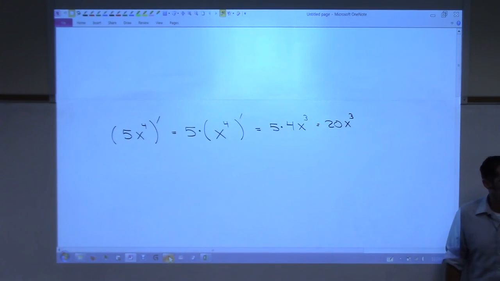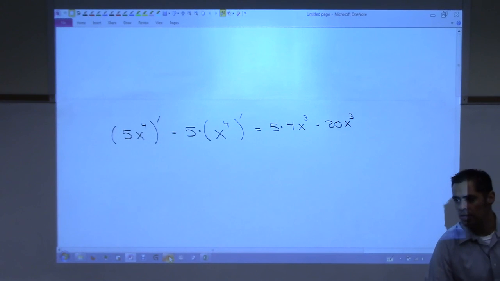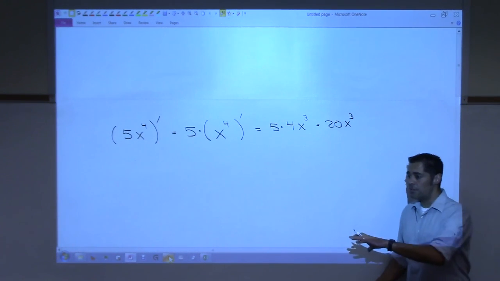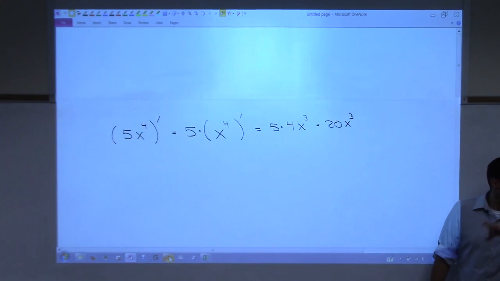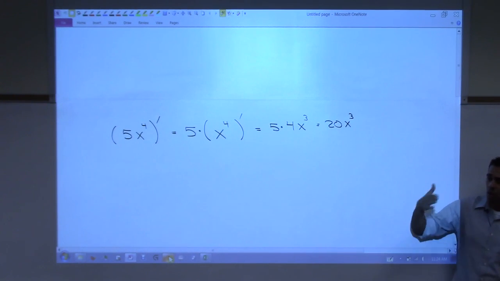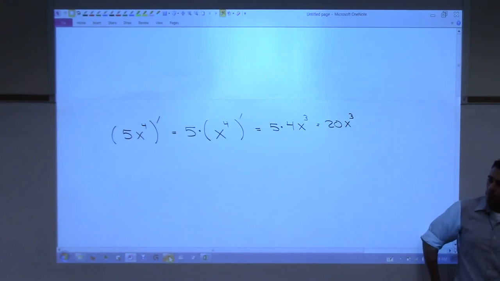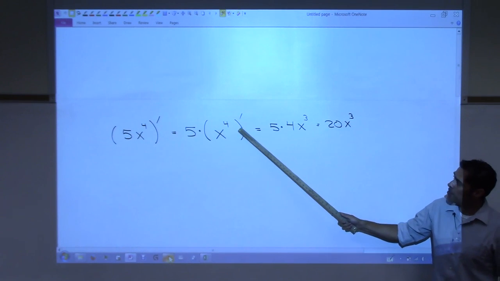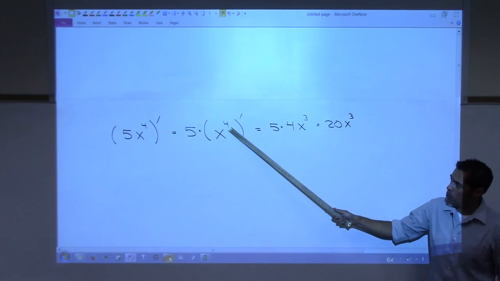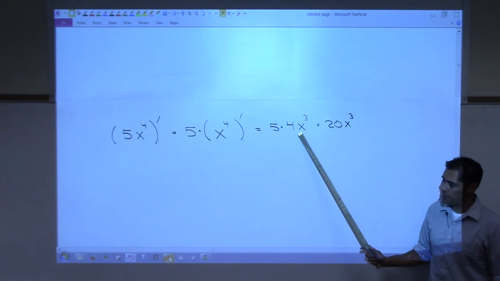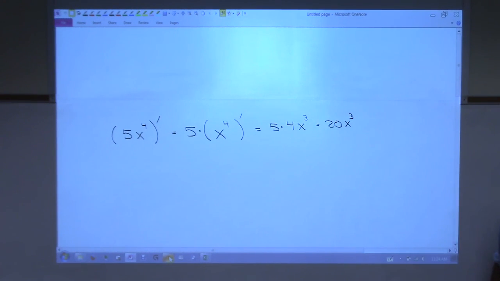Got it? So constants by themselves, the derivative is 0. Constants attached to functions just come along with you, and at the end they multiply through. That makes sense? From the 4x to the power of 3, you got that from subtracting... This was the power rule that we just covered. 4 comes out front, take 1 away from this power. Yep, that's what it is.